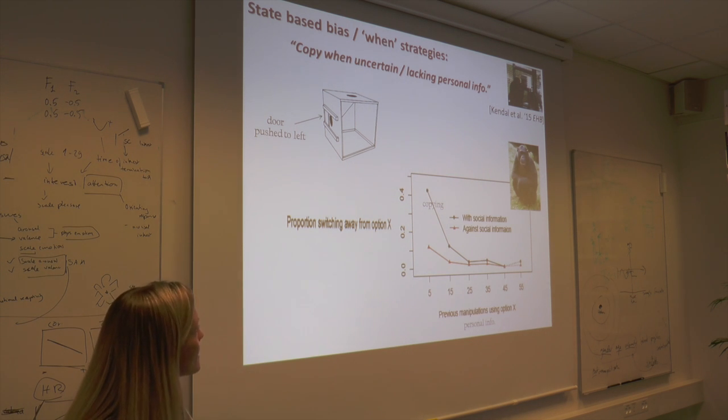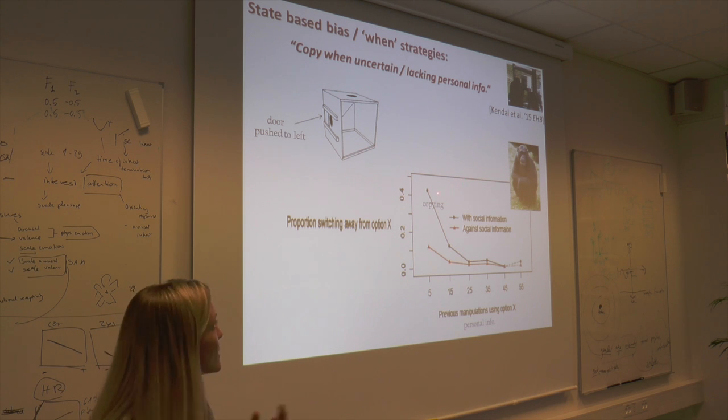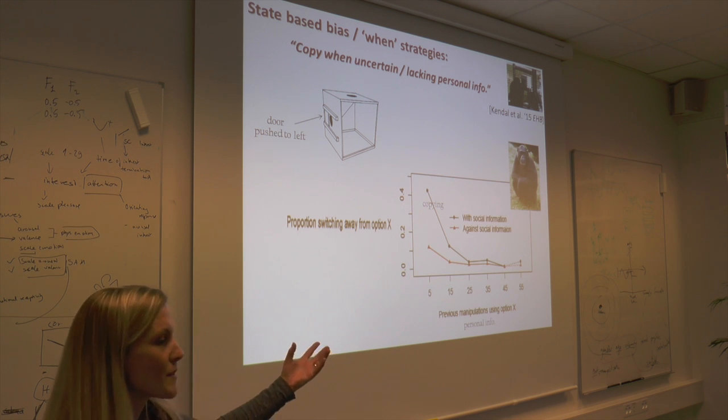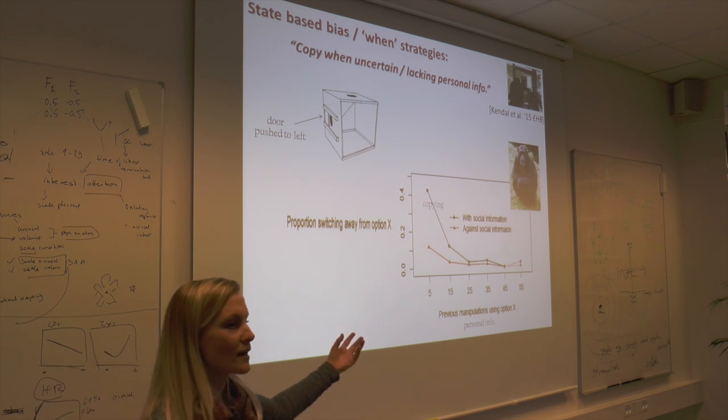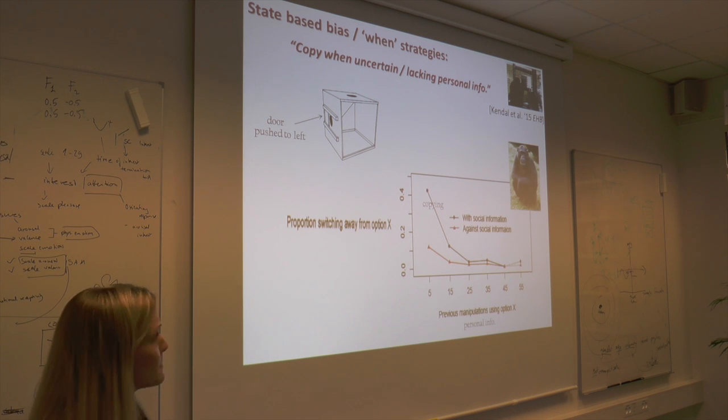And you can see that when individuals have very little personal information, they're more likely to switch away from that personal information, so they're more uncertain. And so this is evidence of copying, and they do so, they switch away from their personal information to the prevailing social information in the group. So just a very simple finding.